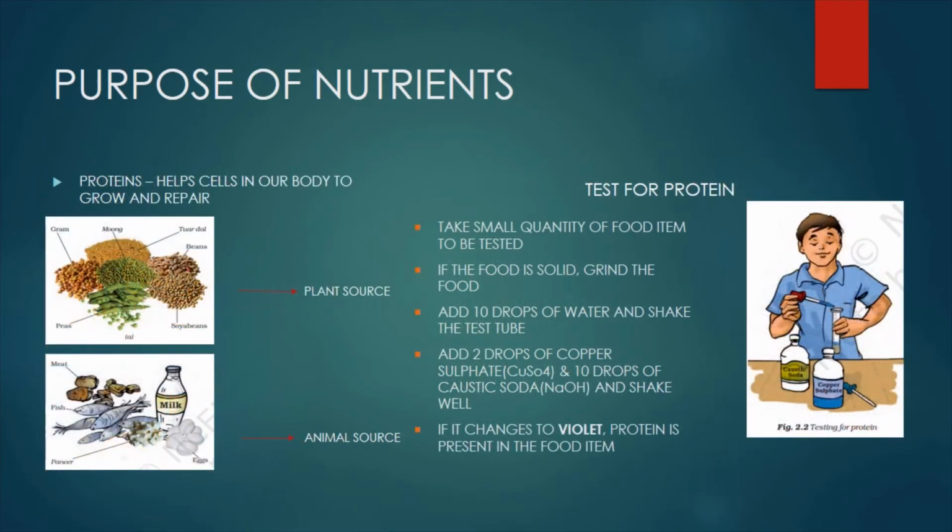Moving on to our next one, we have proteins. Proteins help cells in our body to grow and repair. Thus, proteins are called bodybuilding foods. The protein-rich sources from animal products are fish, egg and milk. And from plant products, we have whole grains.